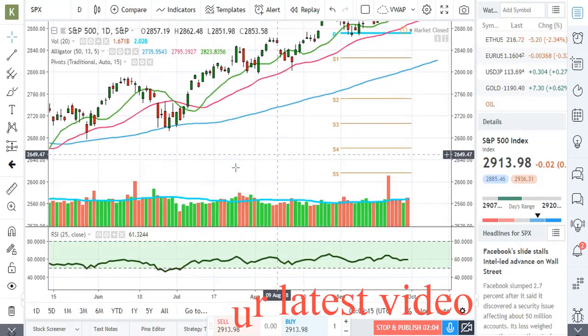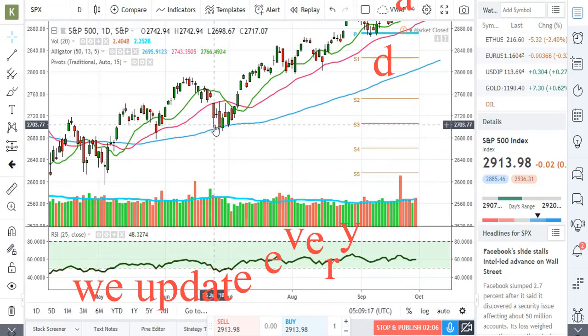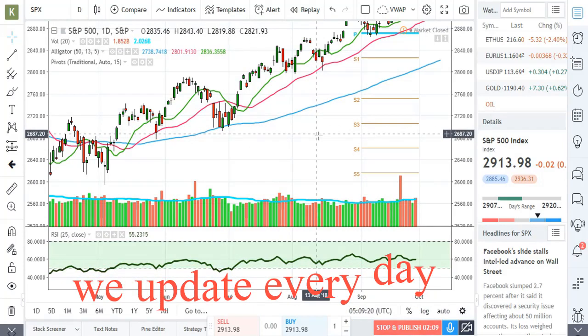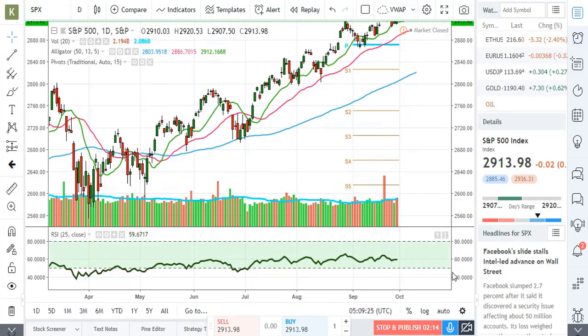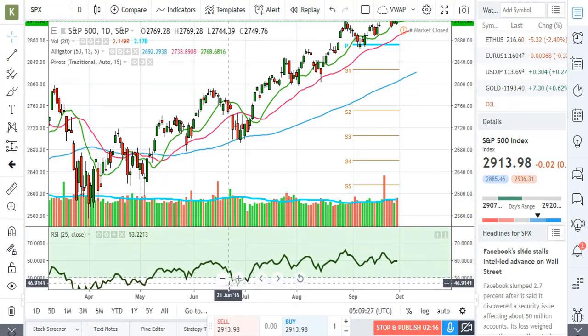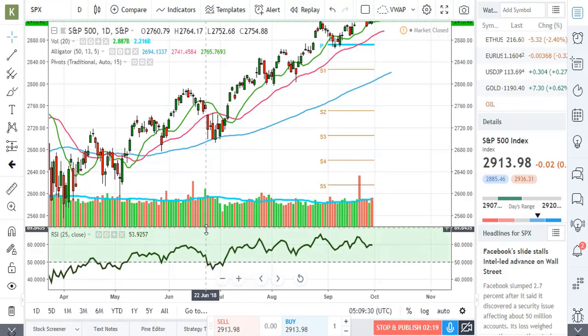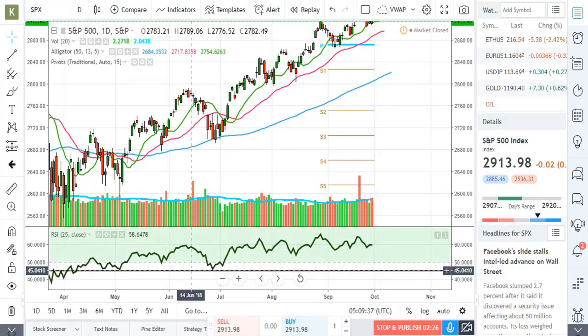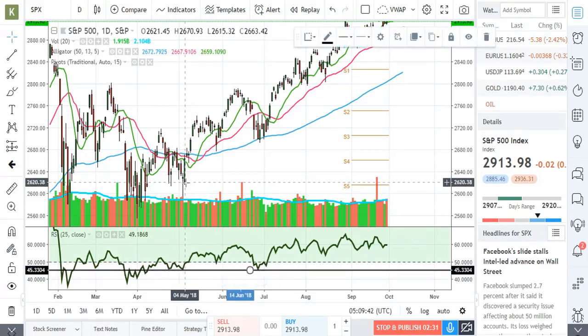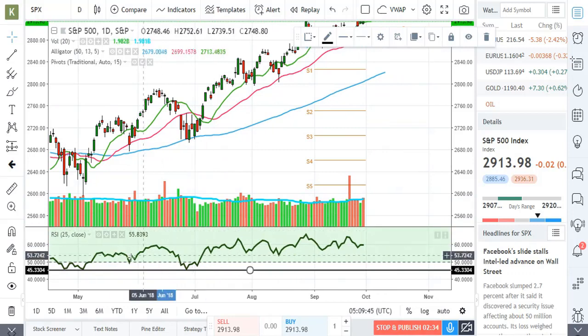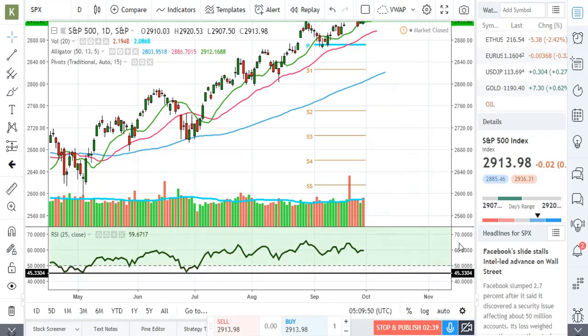S&P last July touched the 50, and then it goes up more and more. As you can see on the RSI, this part, it got out from 50 and then turned back to 50. The support here, we can use support on this area. This is our support during this area. Also this area.